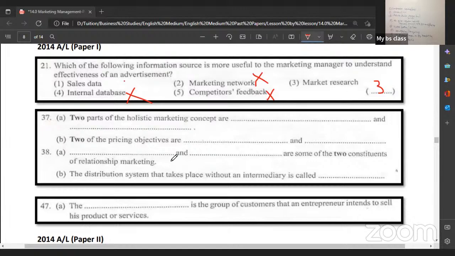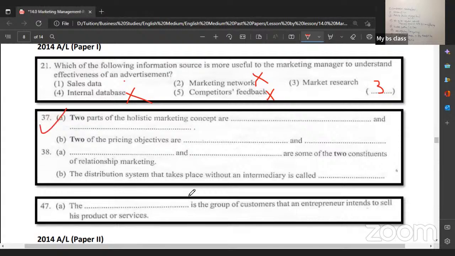Two parts of the holistic marketing concept: relationship marketing, internal, socially responsible, integrated. You only have to write two of the four. And two of the pricing objectives: survival in the market, profit maximization, market skimming, product quality leadership. You can take them like that, and places too. So you will get 2 marks.